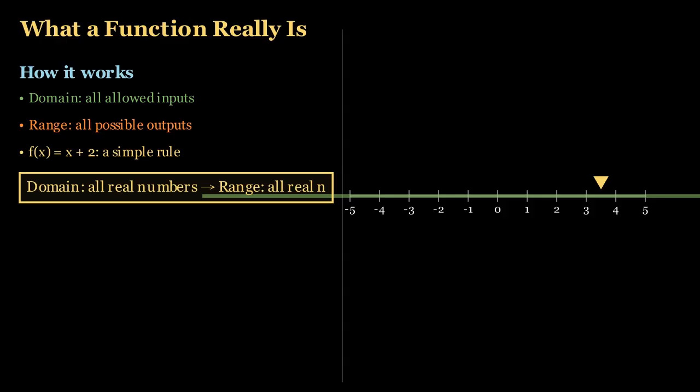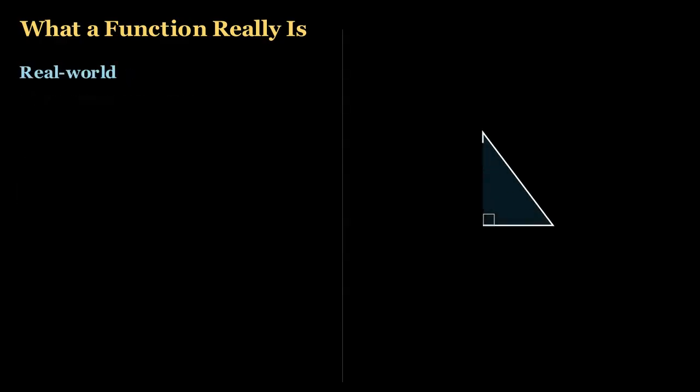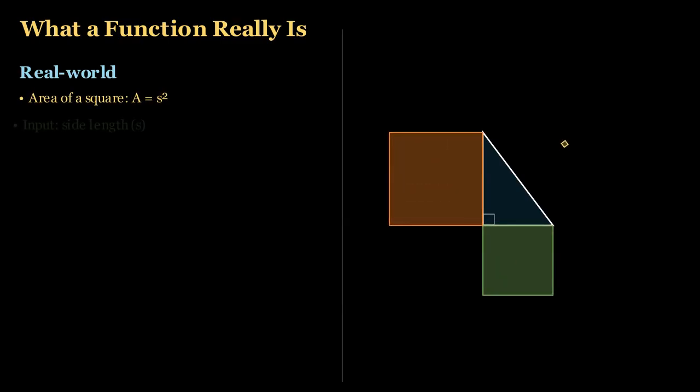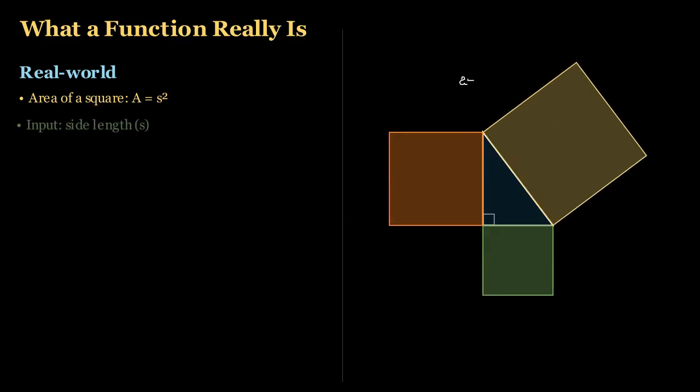Now, what's the domain? Can a square have a side length of -3 meters? No, that makes no sense in the real world. So our domain is all positive real numbers. What's the range? When you square a positive number, you always get a positive number back. So the range is also all positive real numbers.